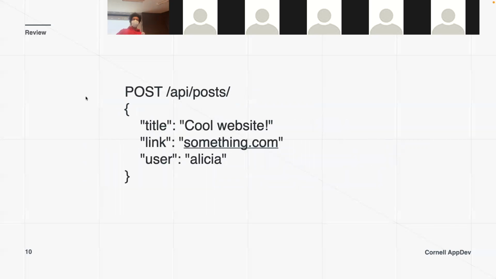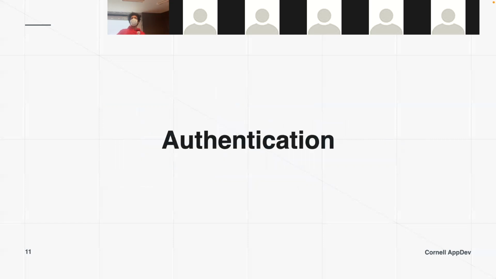Well, here's an example request first, right? It has a title, a link, a user. We could just assume that the person who sent this is Alicia, like in the user, but it could have been anyone. So we have to find some way to actually verify that that user is Alicia. And we do that using authentication.